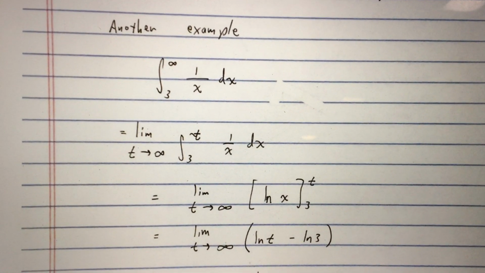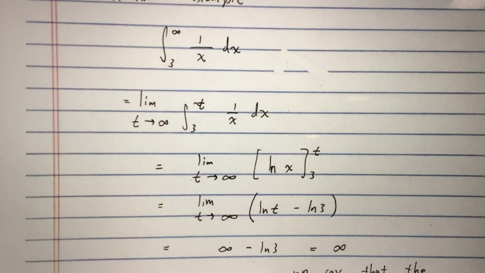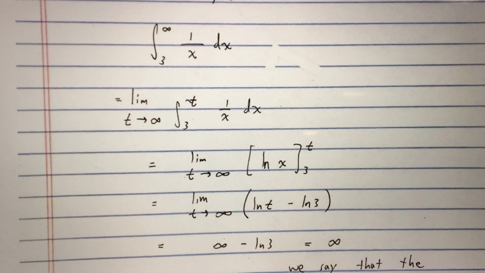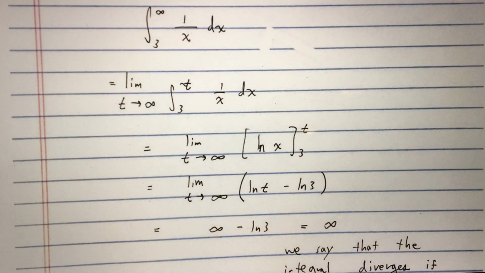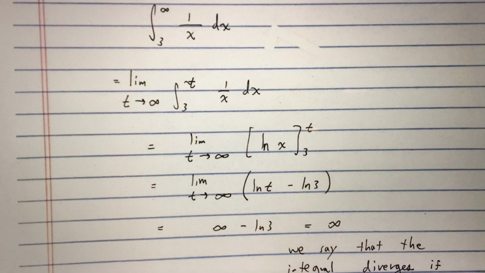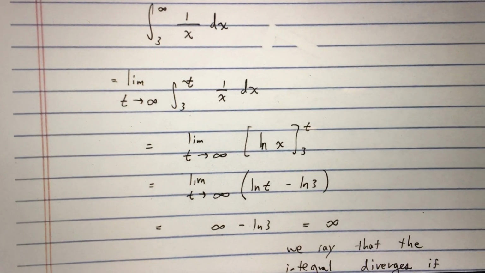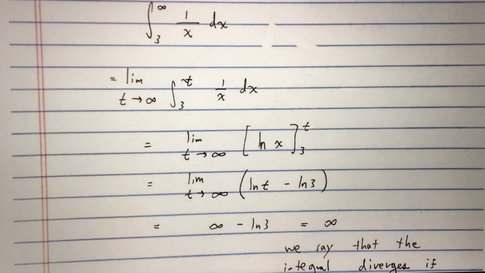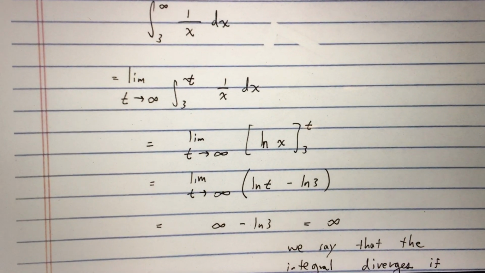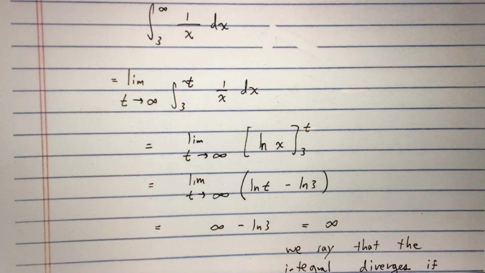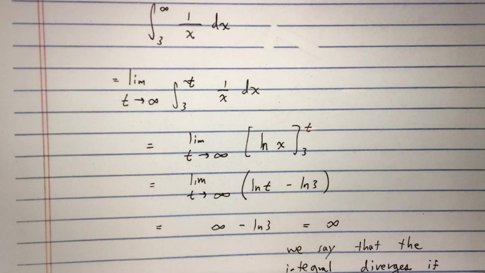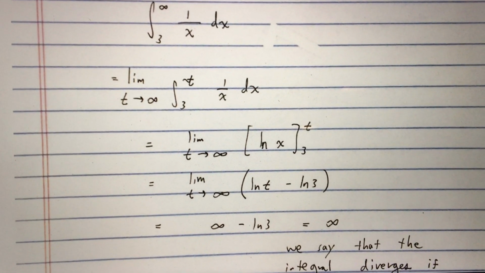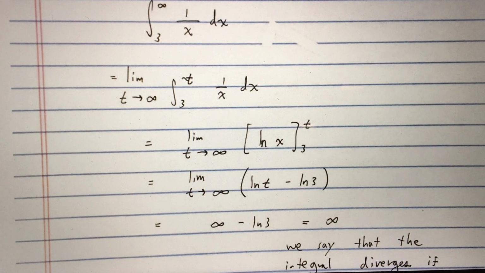What it means is that we need to introduce another little variable, t. It just looks a little funny underneath. Limit as t goes to infinity of the integral from 3 to t. So that replaces the infinity with a variable that we can then take the limit of after we do the work of 1 over x dx.